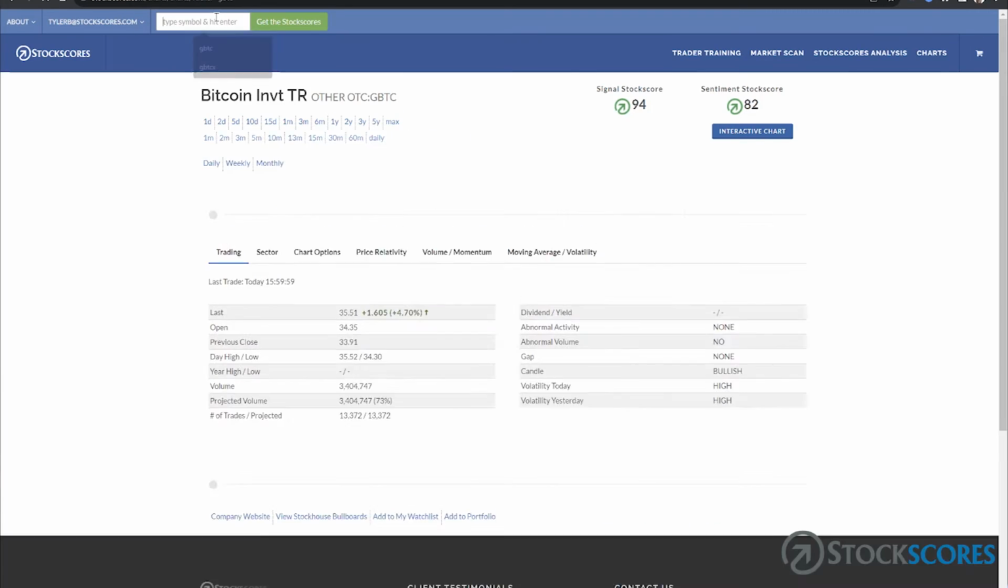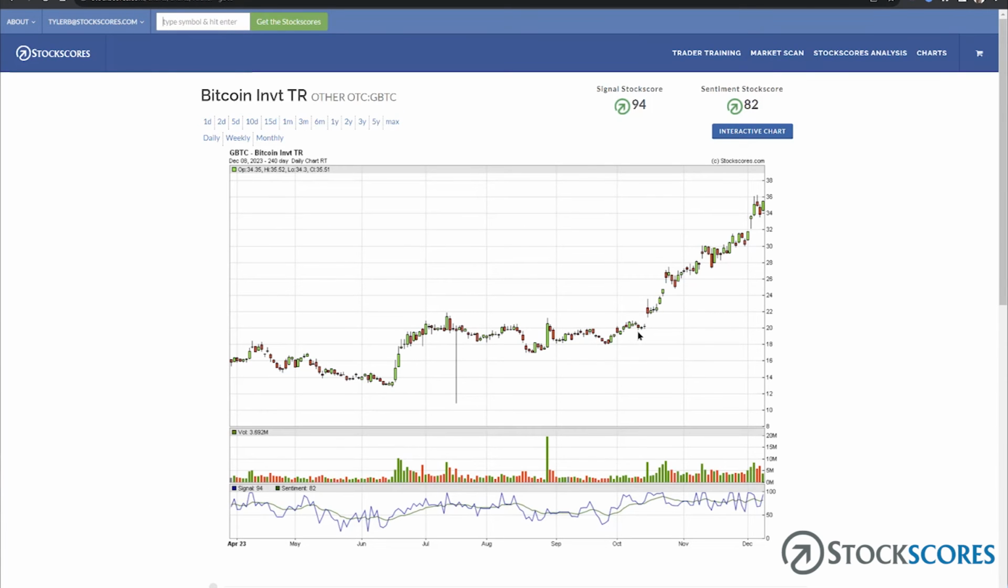Let's take a look at Bitcoin, which has been one of the hot markets of the last few months. Good upward trend there. Getting a little extended. I think it's a hold. I wouldn't buy here, but it is strong.